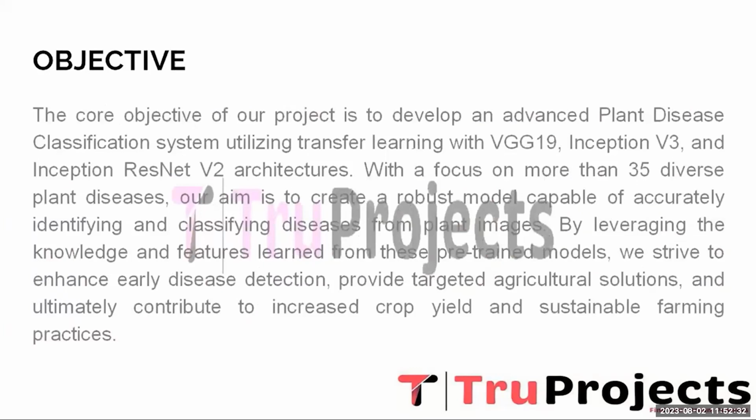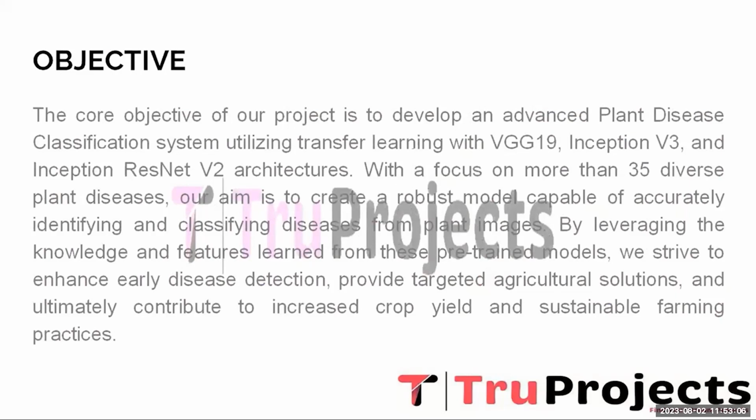The objective of our project is to create a robust plant disease classification system using transfer learning with VGG19, Inception V3, and Inception ResNet V2. We aim to accurately identify and categorize a diverse range of plant diseases from the images, enabling timely and targeted intervention. By harnessing the power of pre-trained deep learning models, we seek to enhance disease detection accuracy and provide valuable insight for the farmers and the researchers.